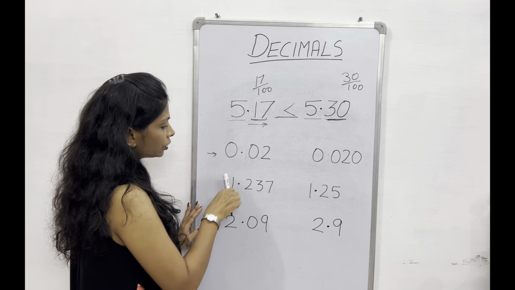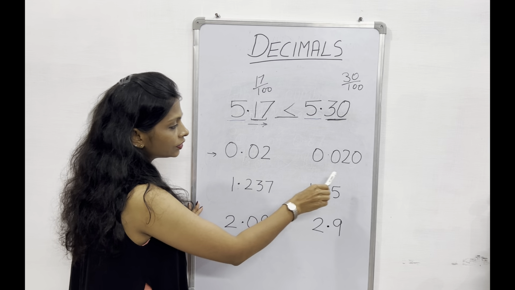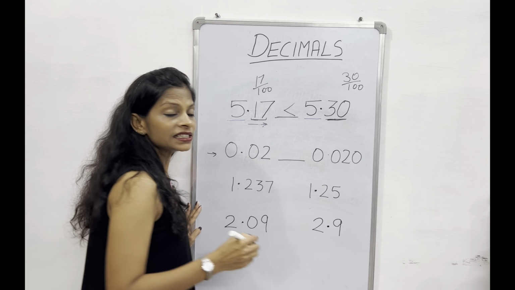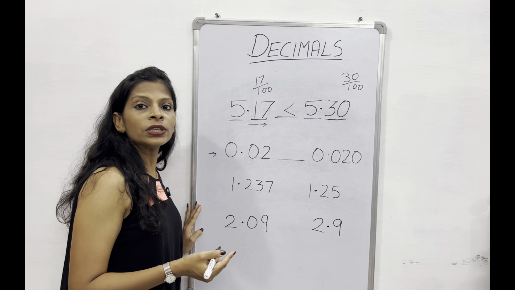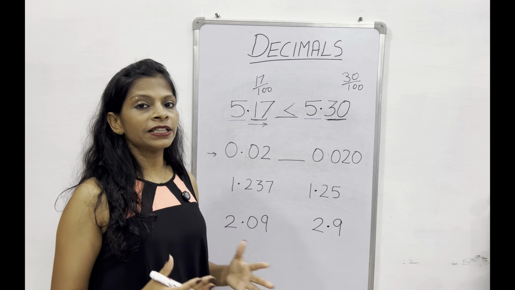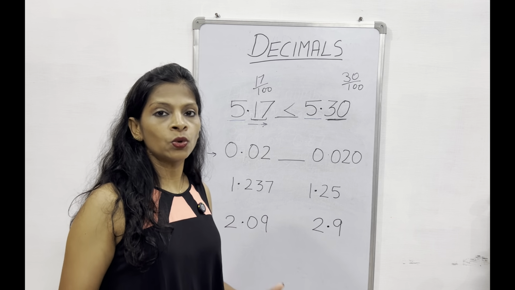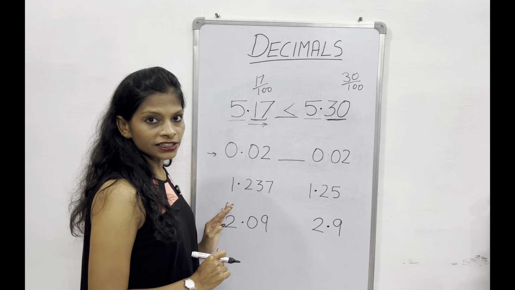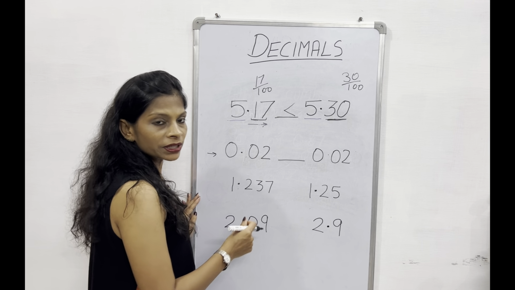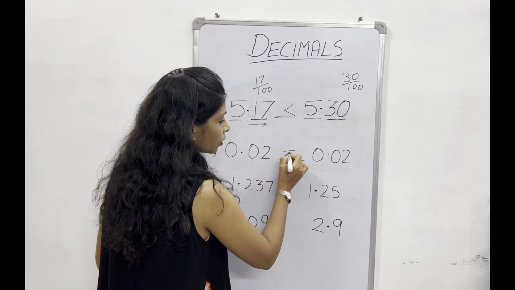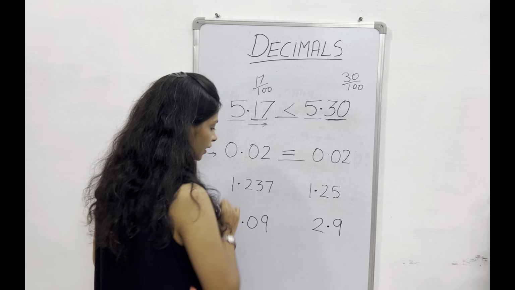Now in example number 2, 0.02 and 0.20. As explained, if I add a 0 in the end, that is known as a trailing zero. Any zero which is not changing the place value of any number doesn't hold any value. So even if I erase the 0, the value of the number doesn't change, and that is why 0.02 is equal to 0.020. So the answer here is equal.